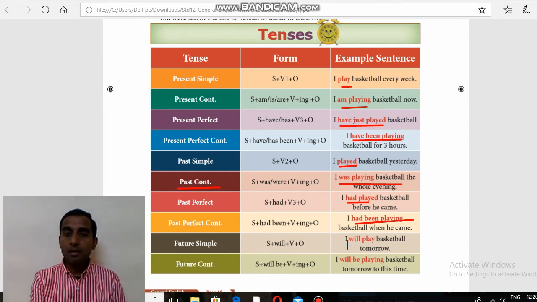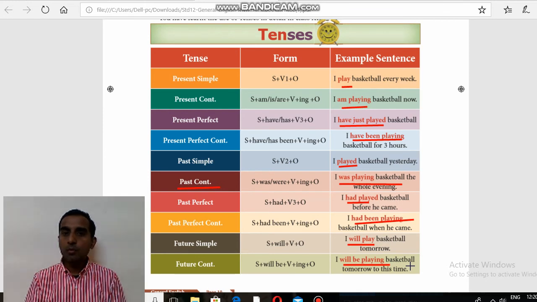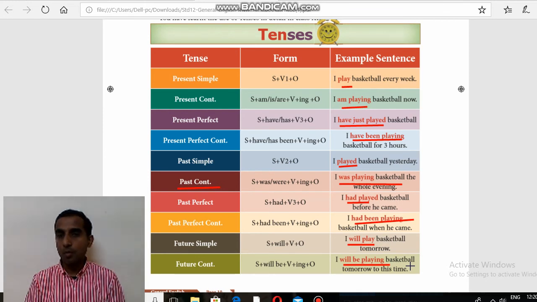I will play basketball. So this is future simple. And with the ing form, I will be playing. So this is the form. I will be playing. So it is continuous, and whenever it is in future, will be or shall be, can be. According to the mood of the speaker, you can use all those modals.